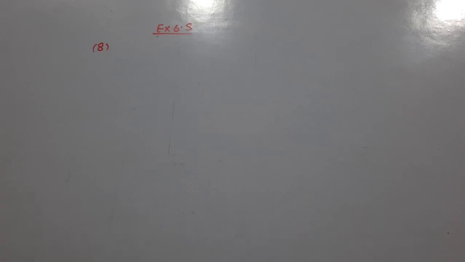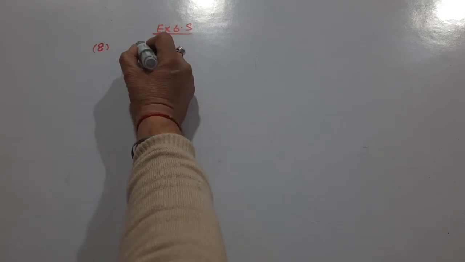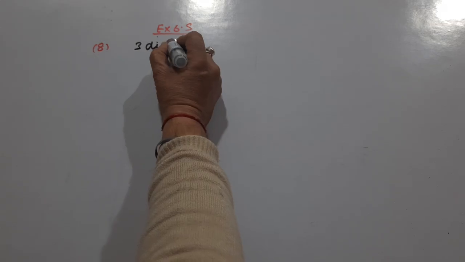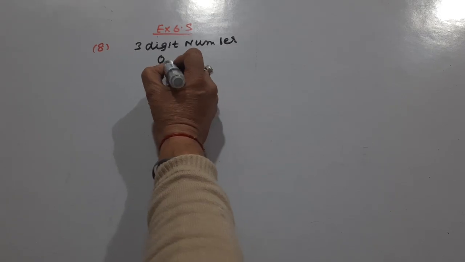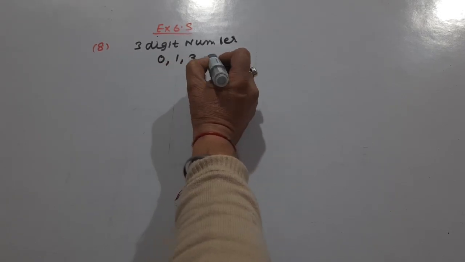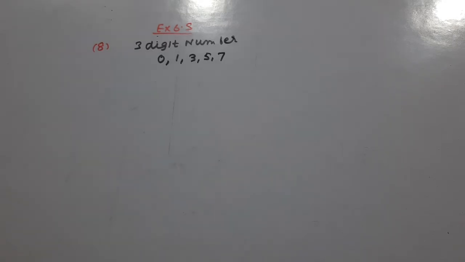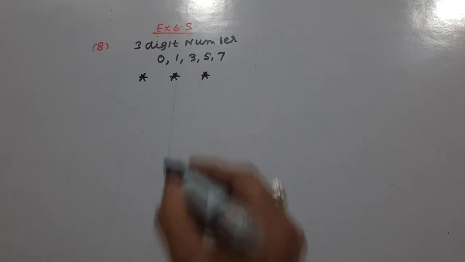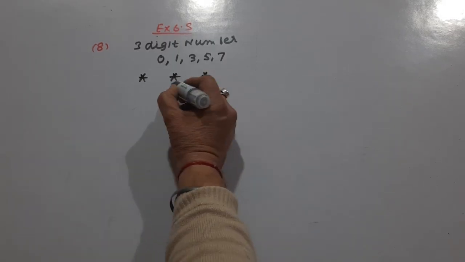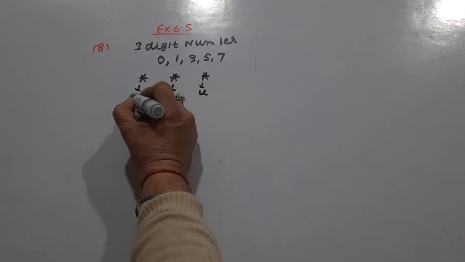Now number 8 question, how many 3 digit numbers can be formed by using the digits 0, 1, 3, 5, 7 when the digits may be repeated any number of times. So here students, we want to make a 3 digit number, and we have to use the digits 0, 1, 3, 5 and 7. Now students, this is the unit place, this is the 10th place, and this is the 100 place, right?